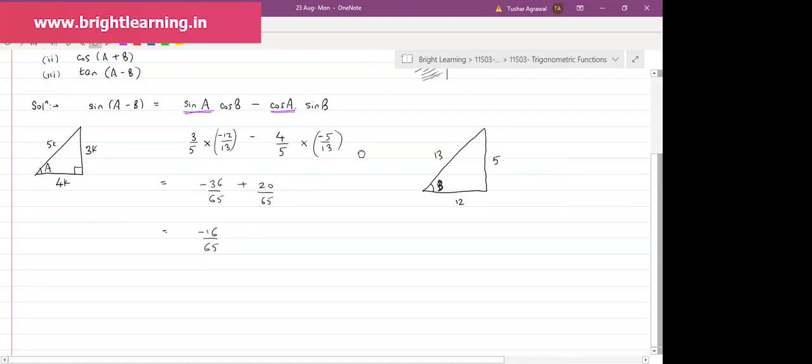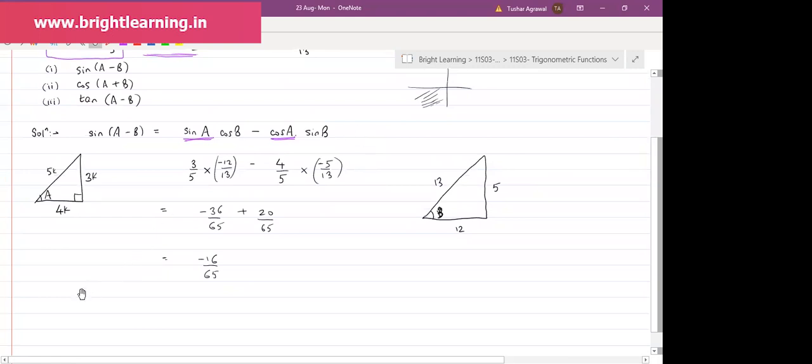Okay, come on, cos of a plus b, what's the formula? I told you to memorize these identities. By now, it should have been done. Those who have memorized it will be able to solve. Cos of a plus b is cos a cos b minus sin a sin b.